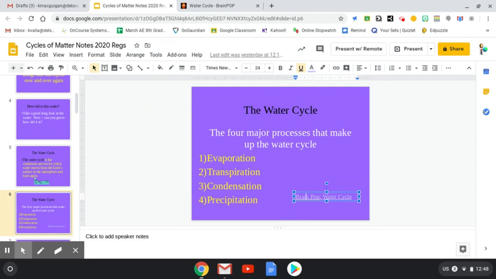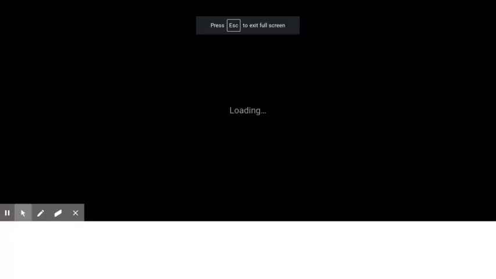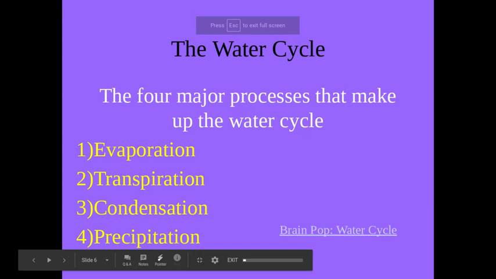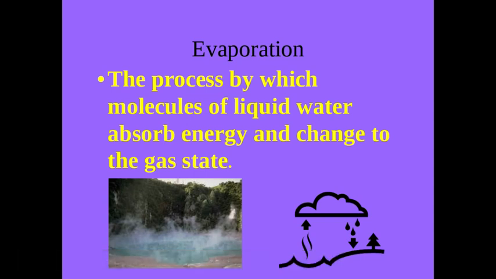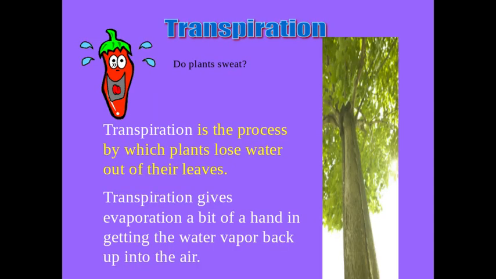Continuing with the water cycle, let's talk about each type of the water cycle. So we're going to start out with evaporation. Evaporation is the process by which molecules of liquid water absorb energy and change to the gaseous state. So you usually see when you read of evaporation, it's from a body of water. So you can see here, this is kind of like a little lake. It could be from the ocean, any body of water where you can see the liquid a lot of times, and then it will go up into the gaseous state.